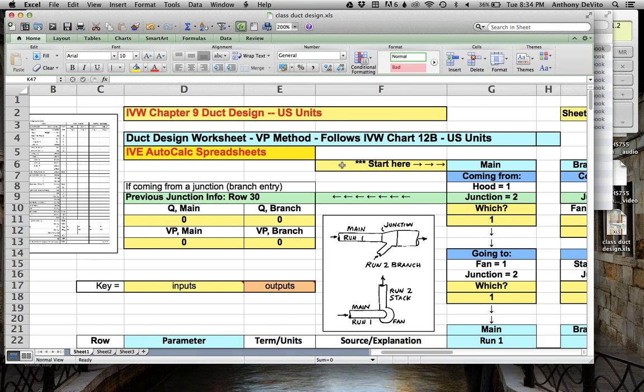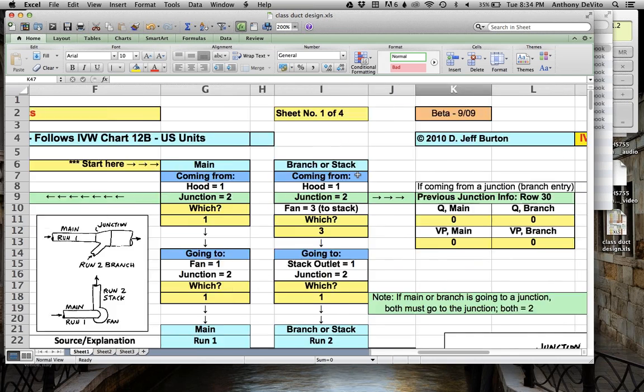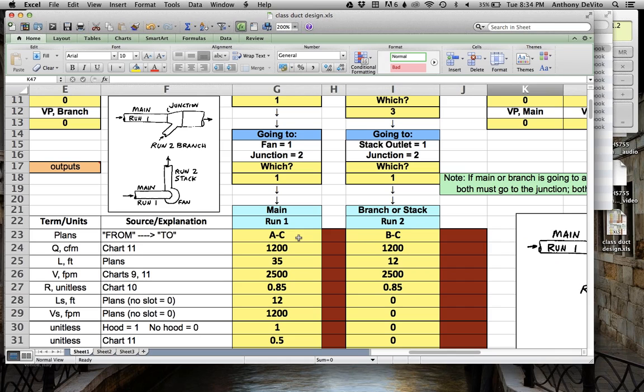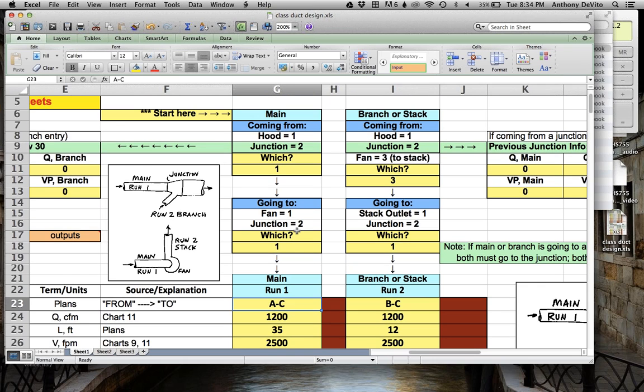So, first thing I'm going to do, I'm going to go up to the first spreadsheet, and it says start here. This area over here says if coming from a junction, fill this stuff out. We're not coming from a junction yet, right? We're coming from the first hood. We're going to start here. This first column is going to represent the run from A to C, that first hood to the junction. A is the first hood, C is the junction.